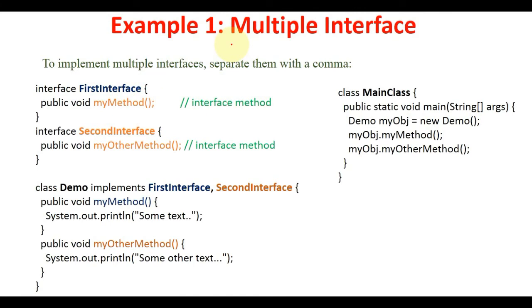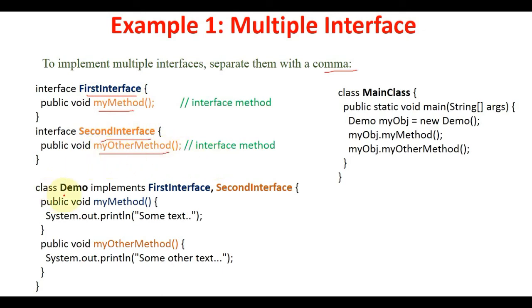Now let us see an example of multiple interface. When implementing multiple interfaces, they should be separated by a comma. As you can see, there are two interfaces, first interface and second interface. The first interface has a method without a body called my method, and the second interface also has a method called my other method.